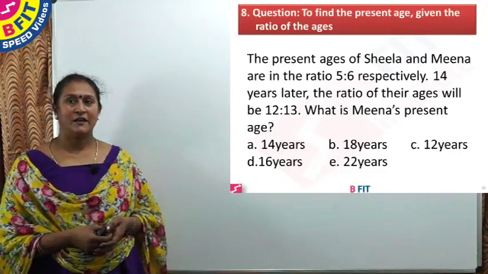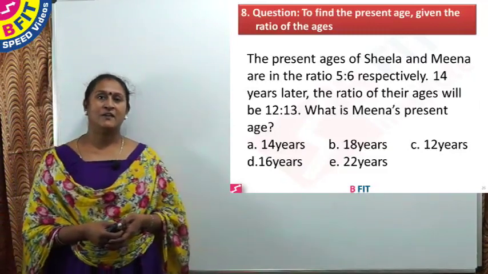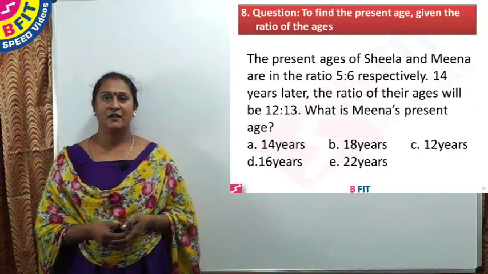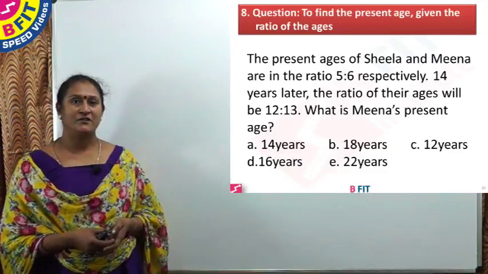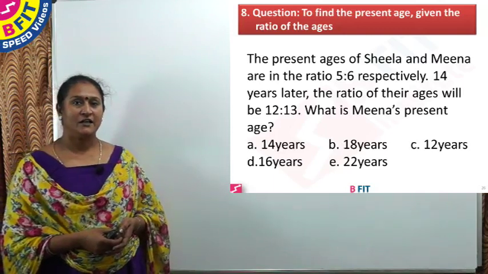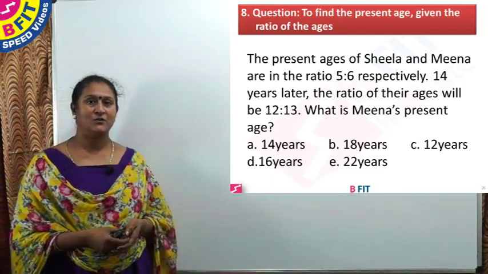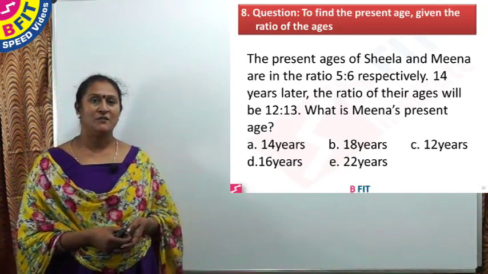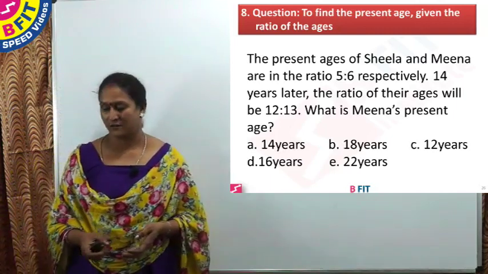So question number 8. The present ages of Sheila and Meena are in the ratio 5:6 respectively. 14 years later, the ratio of their ages will be 12:13. What is Meena's present age?